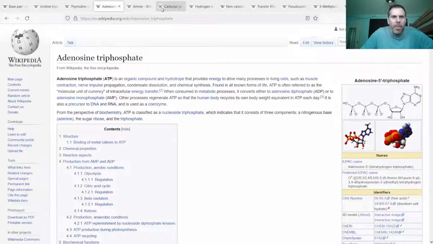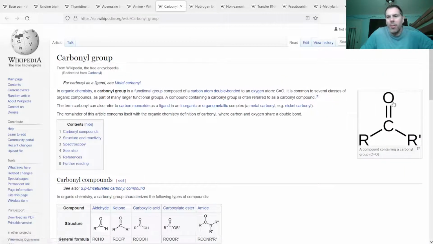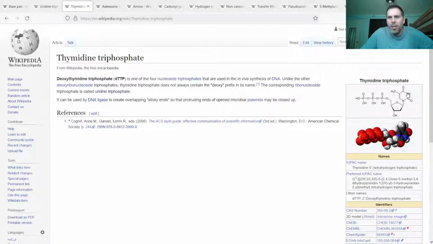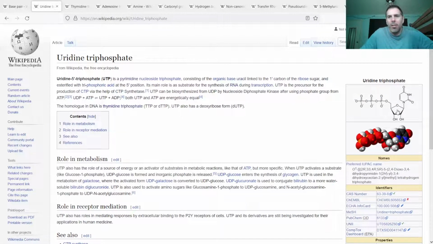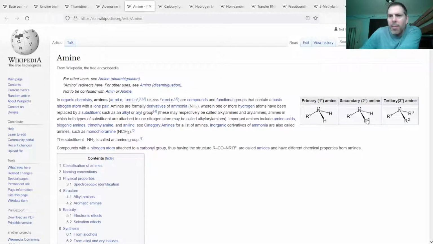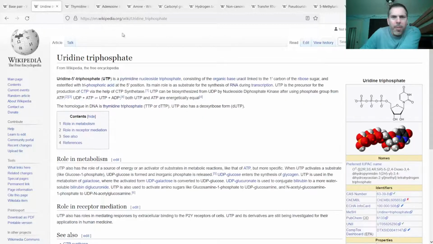And then the carbonyl group is what you can see here on this thymidine triphosphate and uridine triphosphate with no amine groups. The secondary amine is 2 groups here with a nitrogen and a hydrogen. So that might count for this nitrogen here as being a secondary amine.